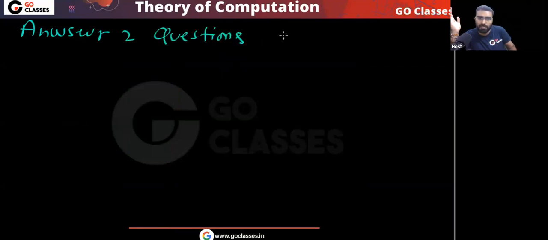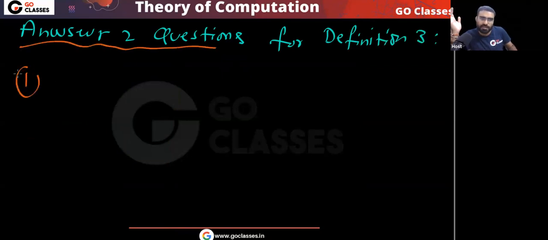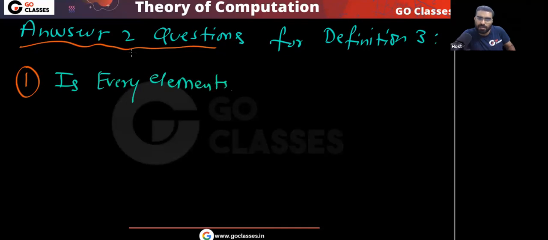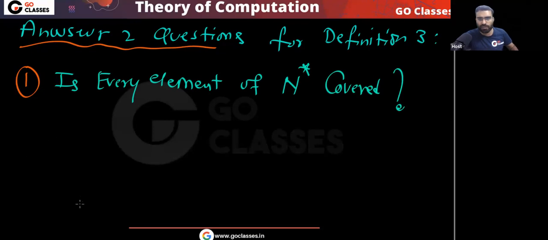Okay. If I do like this, two things you tell me. Just answer two questions for definition 3, the definition 3 of countable set. What are those two questions? The first question is, is every element of n star covered? Tell me, is every element of n star covered?